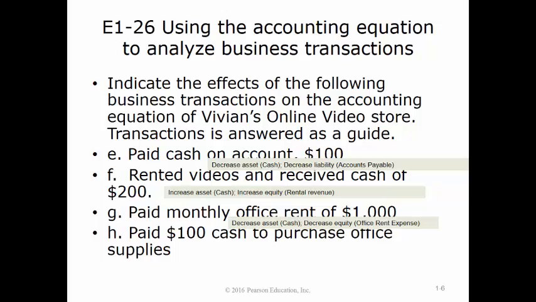Both of these last two entries involved equity because the business is generating income, rental revenue, and expenses, office rent expense, as they operate the business, and this affects the retained earnings of the business, which is part of equity. Last, we would decrease assets cash and increase assets office supplies by $100. This entry again is all on the left-hand side of the equation as one asset is decreased and another increased by the same amount.